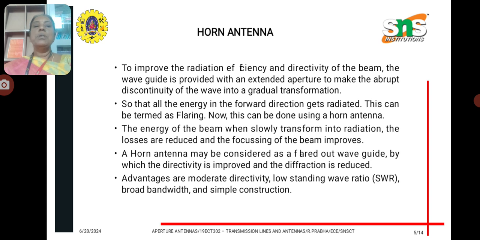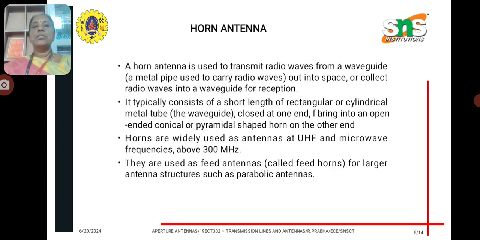When the energy of the beam is slowly transformed into radiation, the losses are reduced and the focusing of the beam improves. A horn antenna may be considered as a flared out waveguide, by which the directivity is improved and the diffraction is reduced. Advantages of this horn antenna are that it provides moderate directivity, low standing wave ratio, broader bandwidth and is simple in construction. A horn antenna is used to transmit radio waves from a waveguide out into space or collect radio waves into a waveguide for reception.